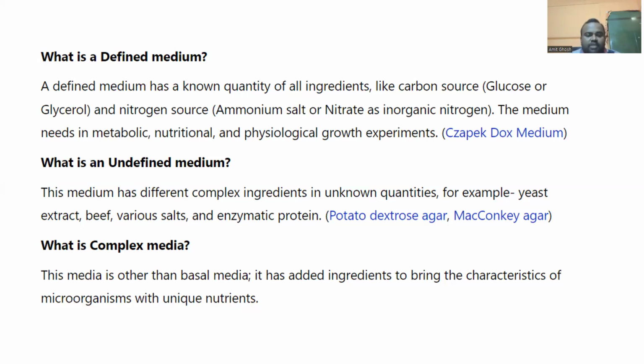Now, what is the complex media? This media is other than basal media, and it has added ingredients to bring out the characteristics of microorganisms with unique nutrients. So you can draw up a comparison between defined media, undefined media and complex media.